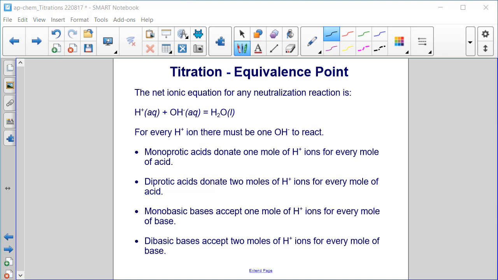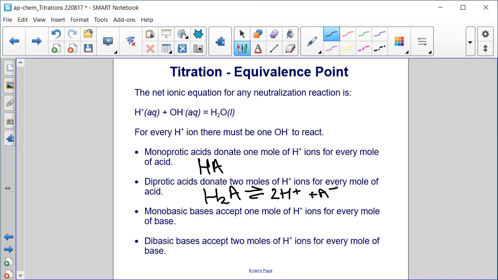The net ionic equation for any neutralization reaction is aqueous hydrogen ion and aqueous hydroxide ion combining to form liquid water. For every hydrogen ion, there must be one hydroxide to react. A monoprotic acid, like the generic acid HA, will donate 1 mole of hydrogen ions for every mole of acid. Diprotic acids, like H2A, will donate 2 moles of hydrogen ions for every mole of acid, right? So this would be 2H+ and A2-, right?